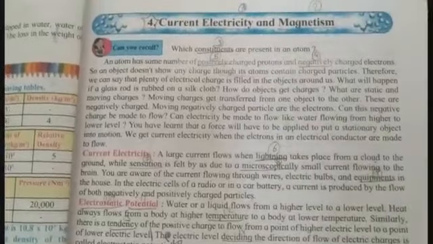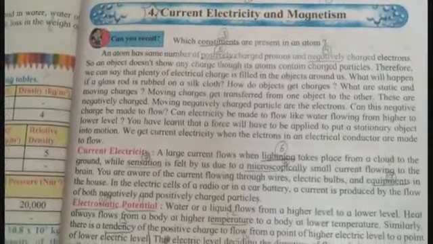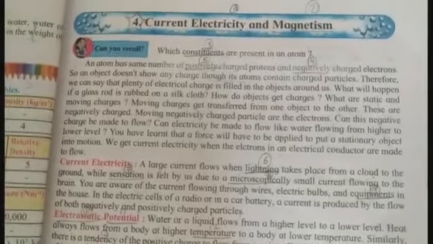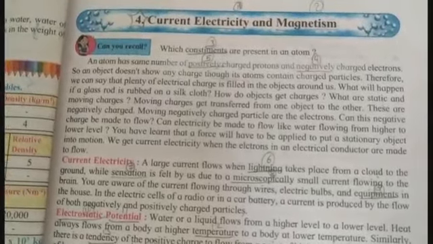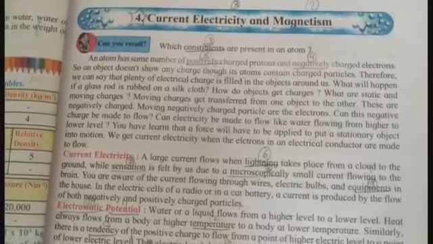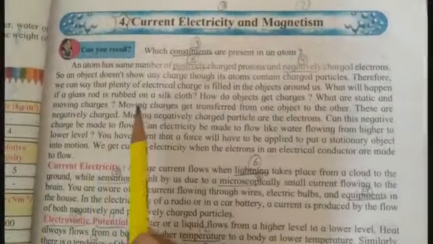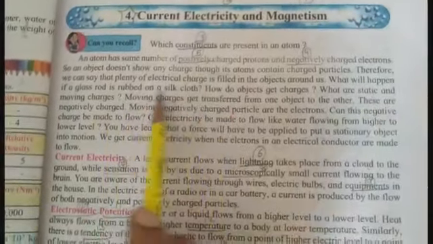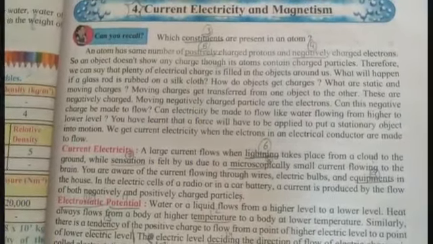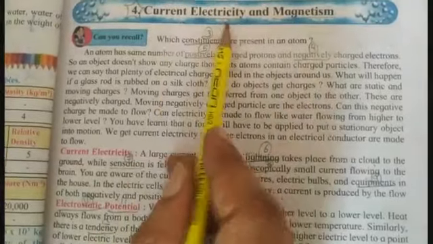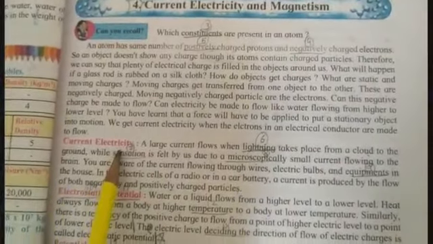Children, if we see, every matter is made up of atoms. These atoms have equal number of positively charged protons and negatively charged electrons. And because of this, we see that everything around us is full of charge. Now, today, what we are going to see is current electricity in details. So, let us start with current electricity.